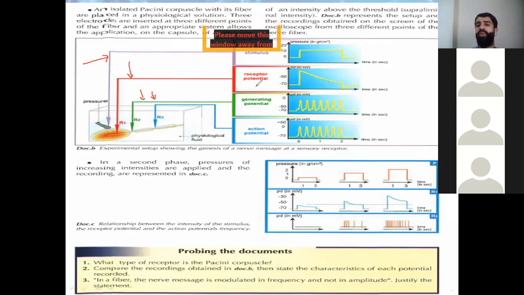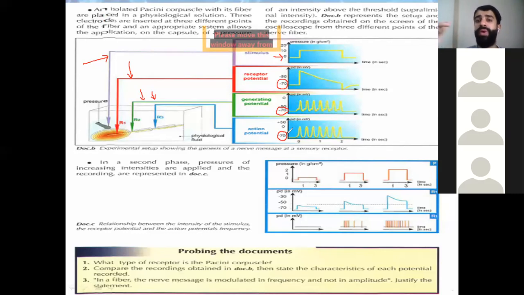First, without any stimulus, which is at point zero here, the receptor potential, the generator potential, as well as the action potential, all of them are at minus 70 millivolts, which means that there is no effective stimulus. There is no stimulus at all. So the resting potential is at minus 70 millivolts.